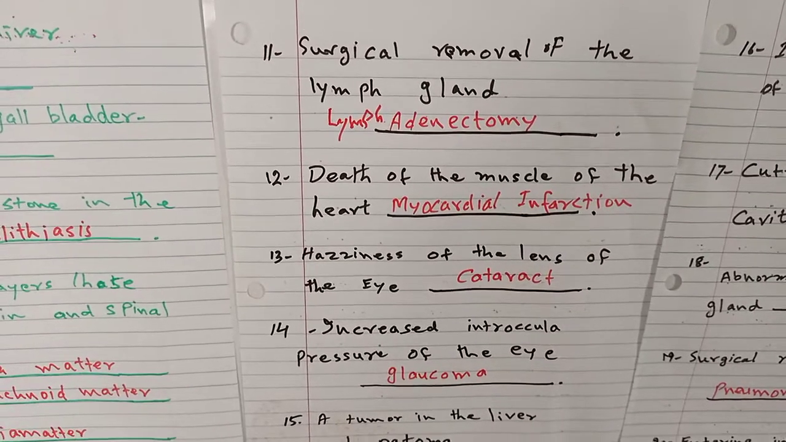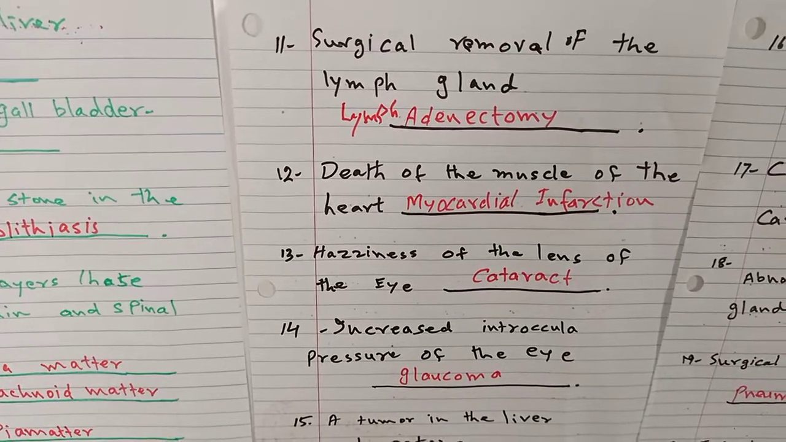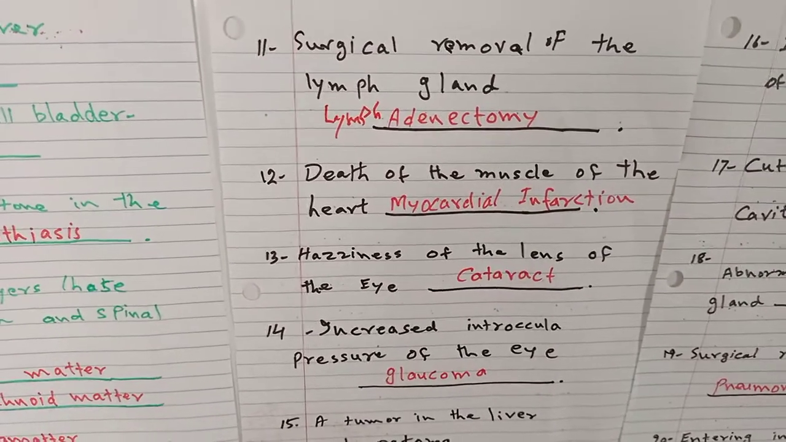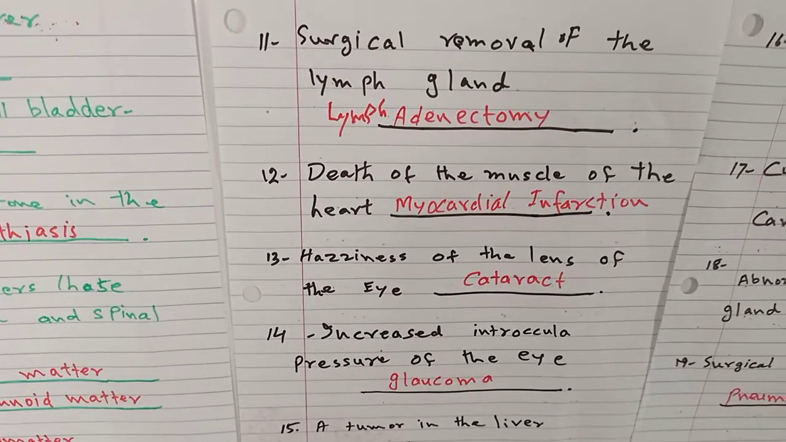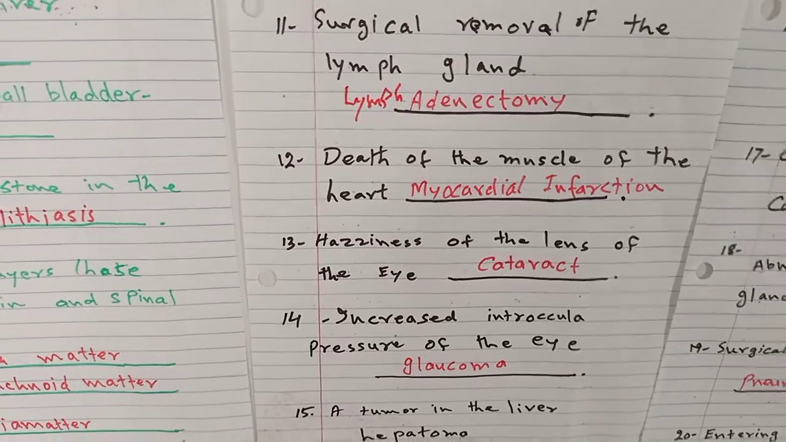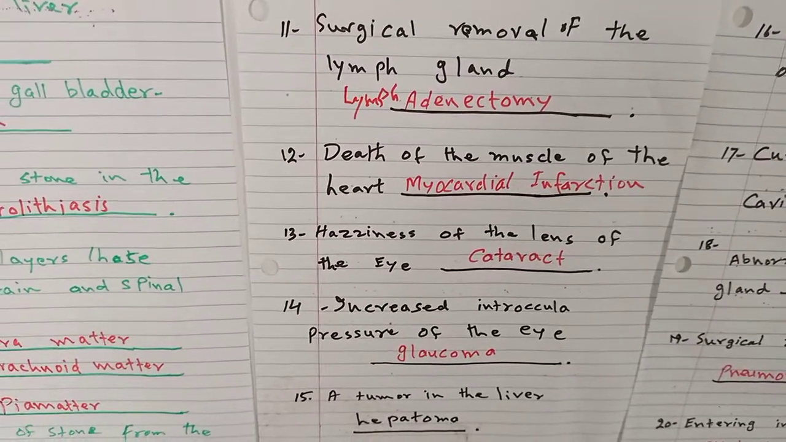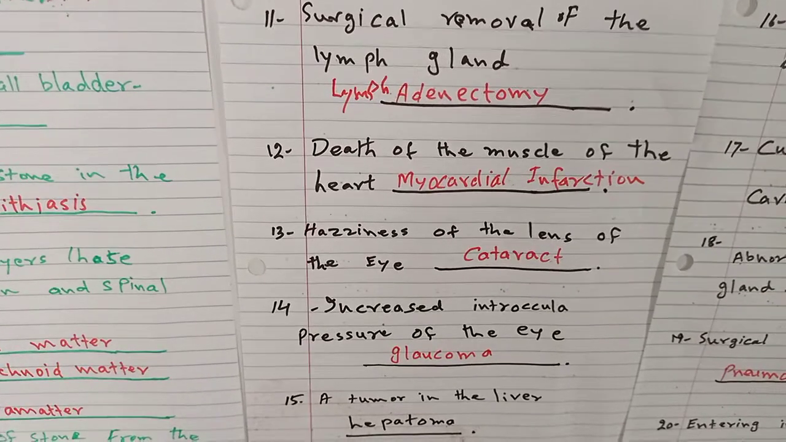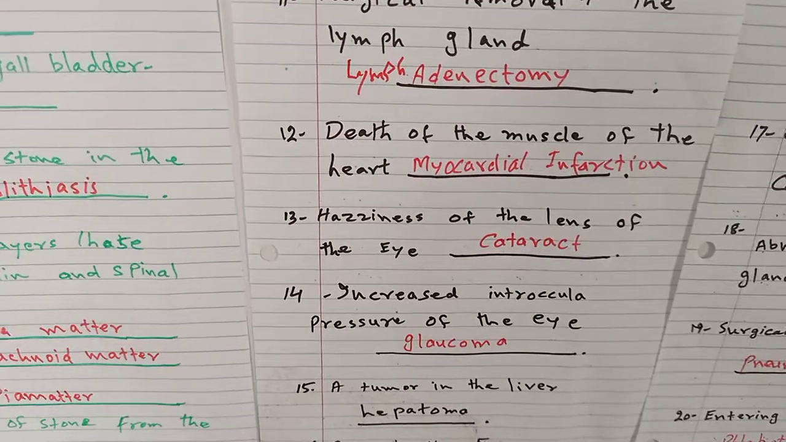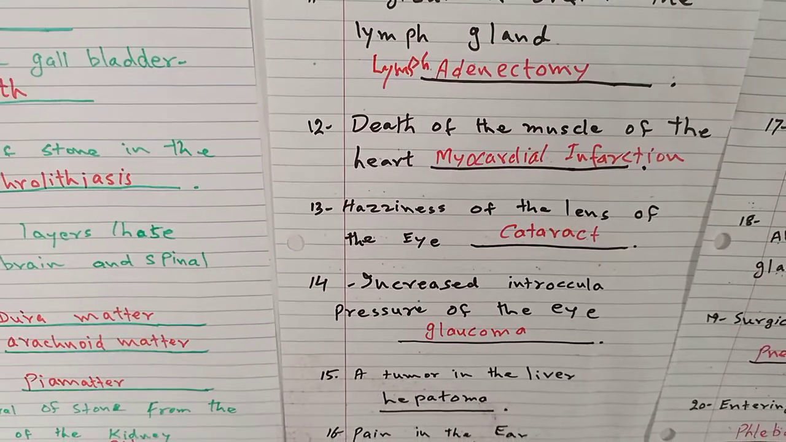14. Increased intraocular pressure of the eye is known as glaucoma. Normally it is 12 to 21 mm of mercury. If it is more than 21, this causes severe pain and this is a surgical emergency, and it should be brought down within hours, otherwise it can damage the retina forever and the person may become blind.